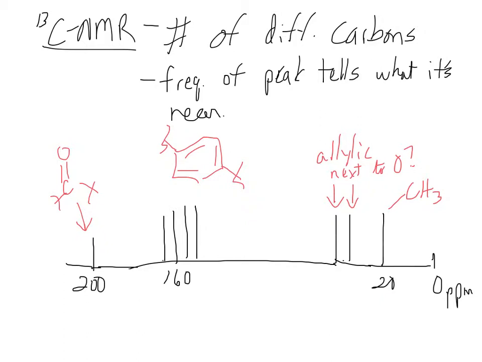So if you're de-shielded, then we see you downfield. If you look at this carbon, it's bonded to that electronegative oxygen, which is pulling all these electrons away. So this is very de-shielded. So that's why it's downfield.